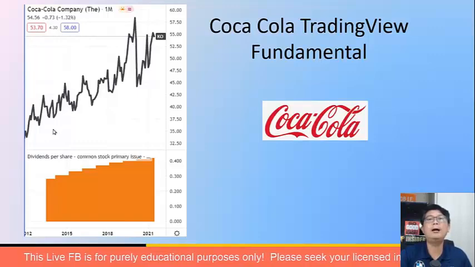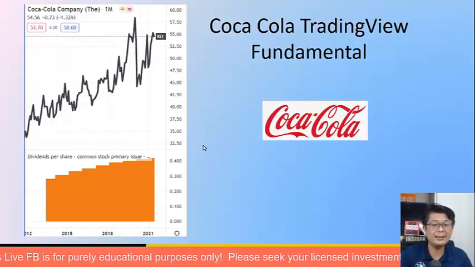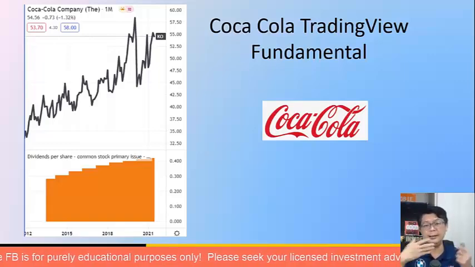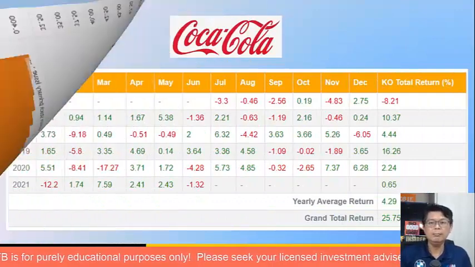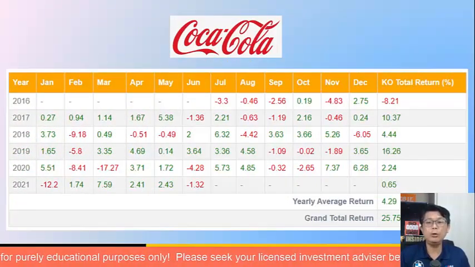Coca-Cola, you can see, started from 35 in 2020. It's gone up to 57, came back down. KO, and increasing dividend. That is the kind of chart, and the dividend payout, that we have to look at. Again, this is available in TradingView. All right, let's look at the individual yearly growth.